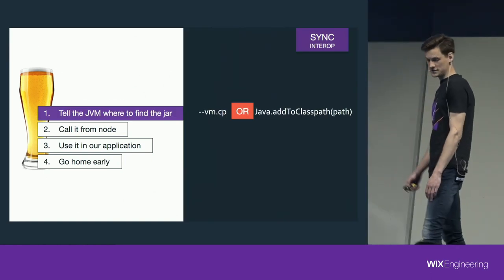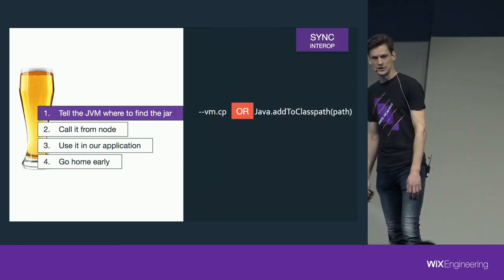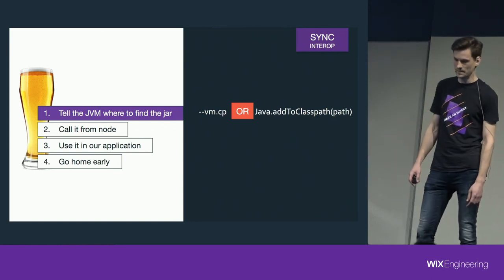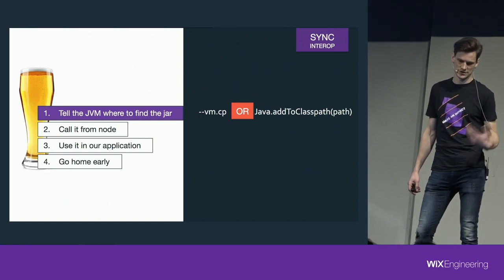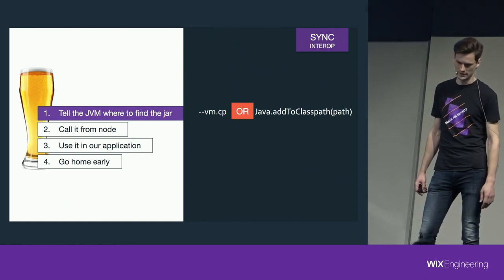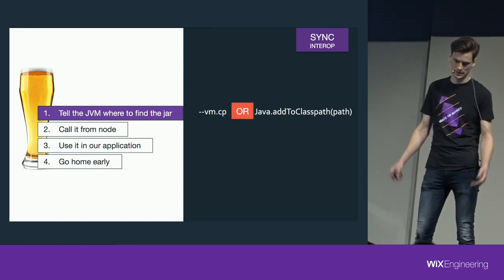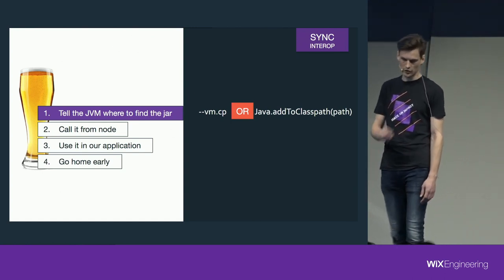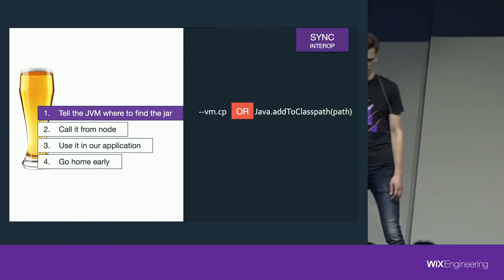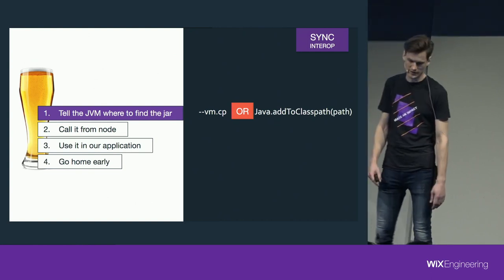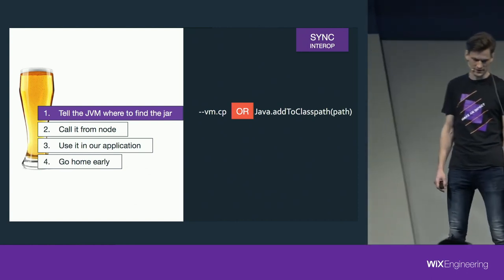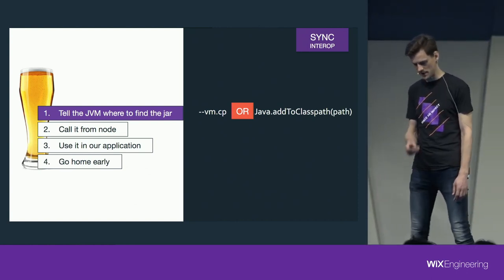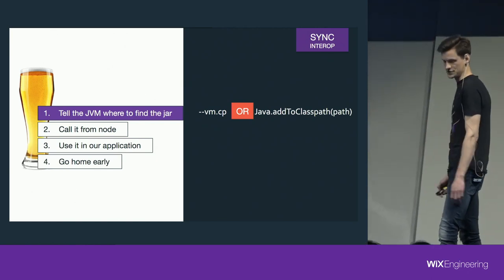So how do we tell the JVM where to find the jar? There are two main options. One option, when you're just starting your Node binary, is you can provide a --vm.cp argument with the regular JVM class path, or you can dynamically add things to the class path using the method addToClassPath on the Java object.